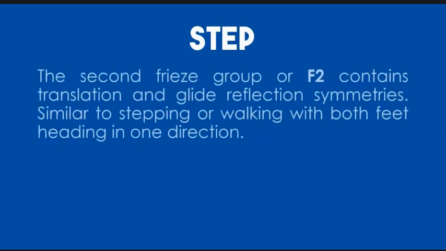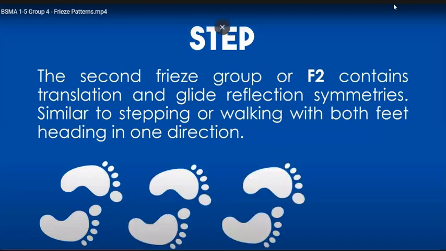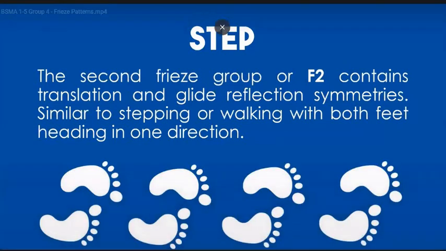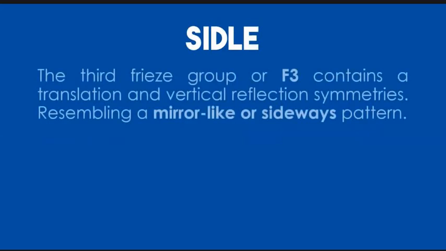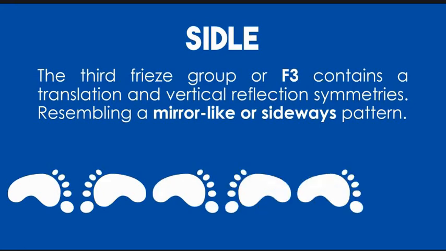Next, the second Frieze group, or F2. It contains translation and glide reflection symmetries. It is also known as the step, similar to stepping or walking with both feet, heading in one direction. As for the third Frieze group, F3, known as Seidel, it contains a translation and vertical reflection symmetries. It is like a mirror or sideway pattern.